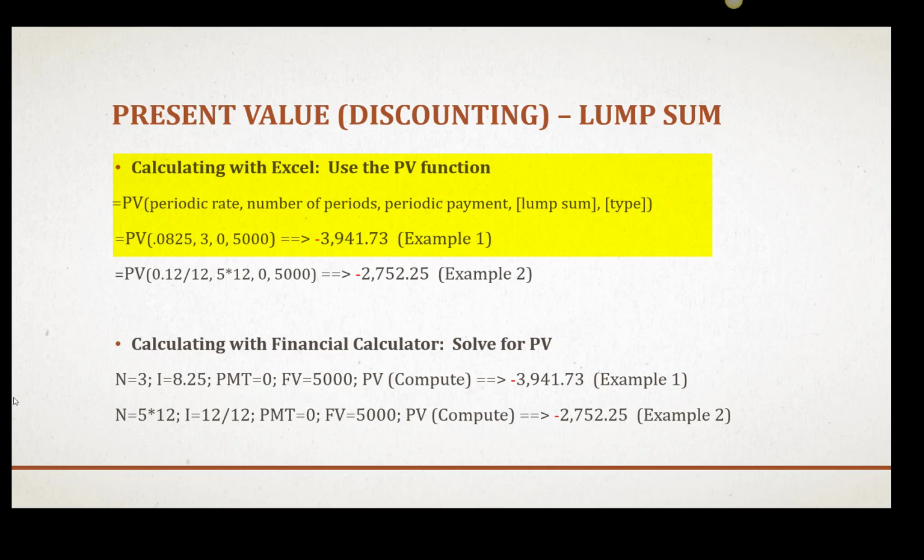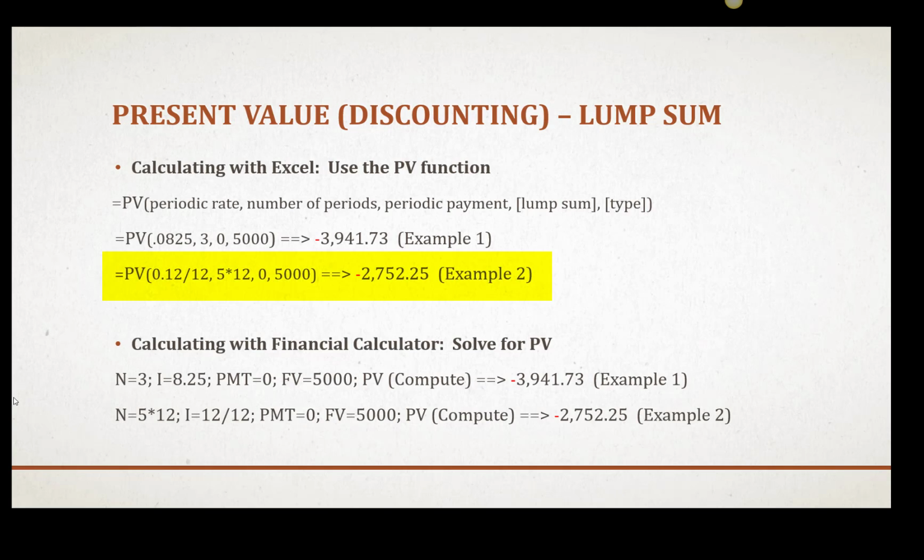And if we stick that into Excel, we would get an answer of $3,941.73. Note that there would be a negative sign in Excel. That would be the output. So the proper interpretation would be, it would take us depositing $3,941.73 and then earning 8.25% over a 3-year horizon to end up with a future value of $5,000.